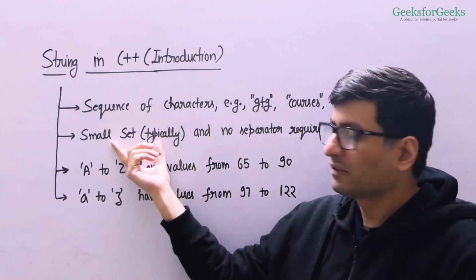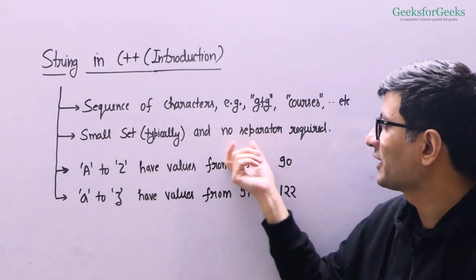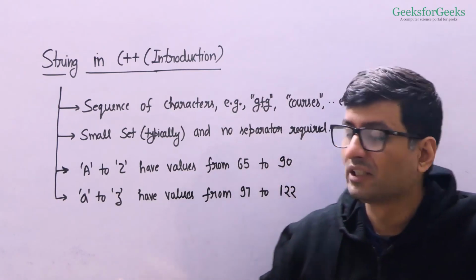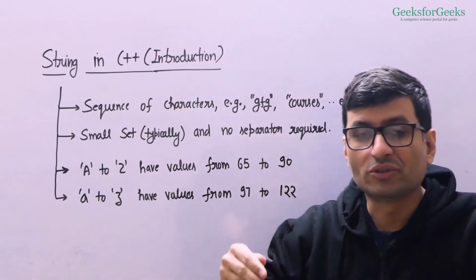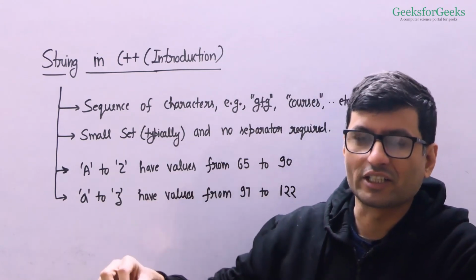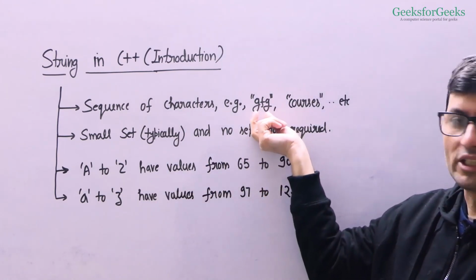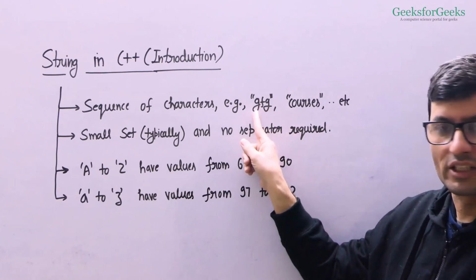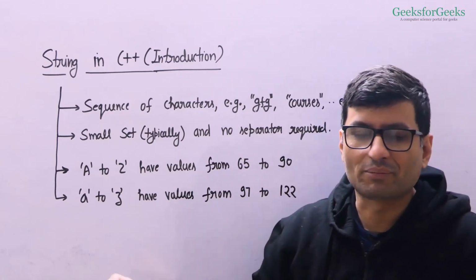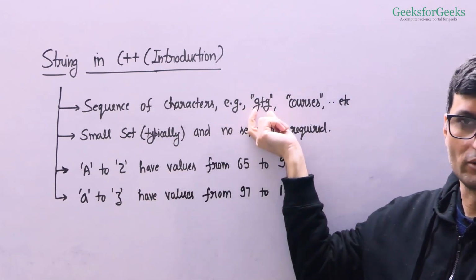So one thing is they have a small set, and the other thing is there is no separator required when you are writing string elements. If you write integers, you need to have a comma or space to separate the integers, so that this is the first integer, this is the second integer. In case of a string, we don't need a separator. We can simply say G is the first character, F is the second character, G is the third character, right? We don't need to have a separator. We can simply identify individual elements.